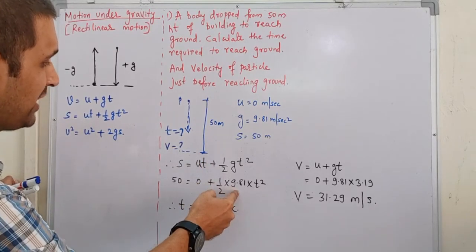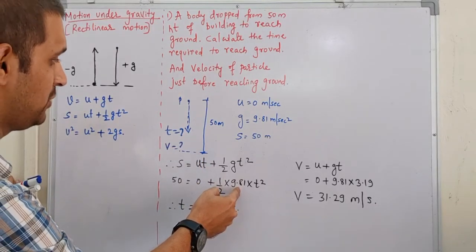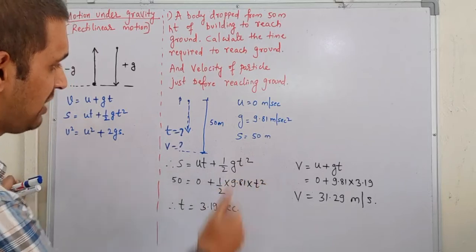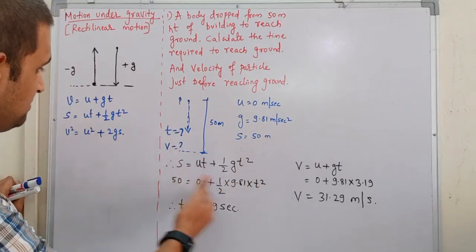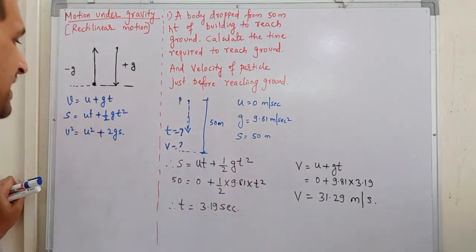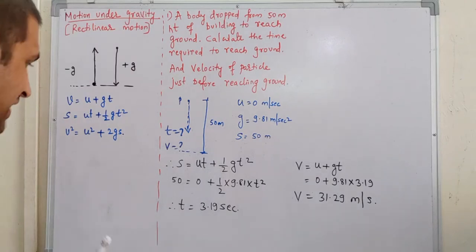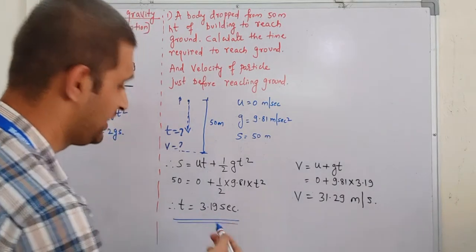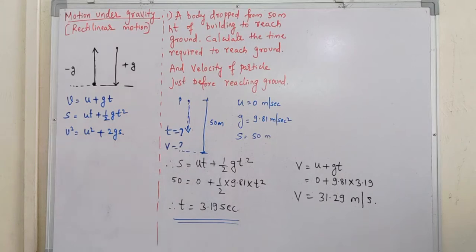It means it is a positive acceleration. Your g will be plus 9.81 into t square. T square is the one you have to calculate. So now this term becomes 0 and you simplify. So you will be getting the value of t as 3.19 seconds. Maybe quickly you can cross check, or you can write down or cross check later.